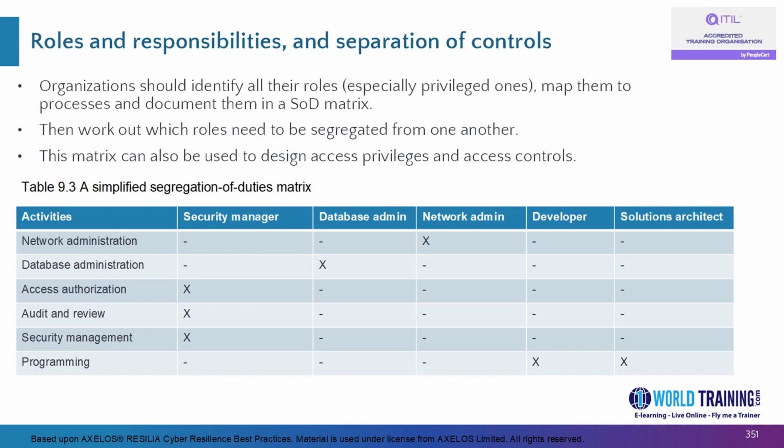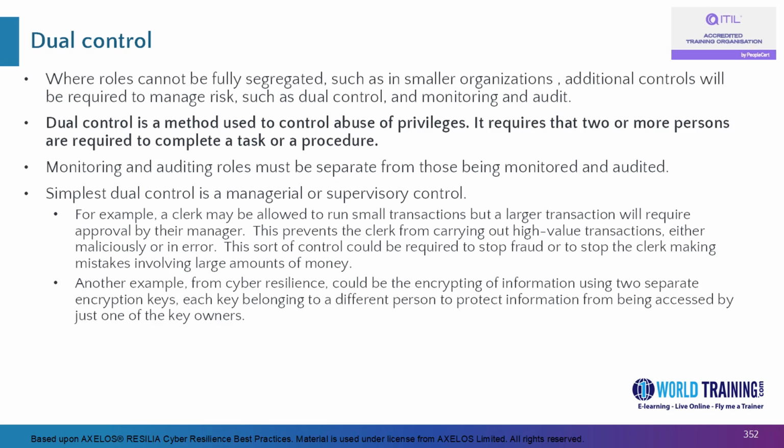Then, moving on to dual control: where the roles cannot be fully segregated, such as in smaller organizations where there are fewer people to take up all the roles, additional controls will be required to manage risks, such as dual control and monitoring and audit. Dual control is a method used to control abuse of privileges. It requires that two or more persons complete a task or a procedure. We'll look at some examples shortly. Monitoring and auditing roles must be separate from those being monitored and audited.